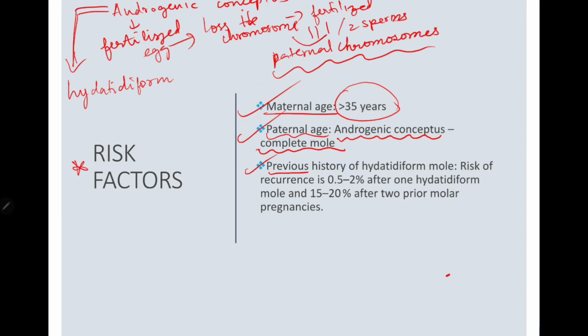And any previous history of hydatidiform mole is again a risk factor because the risk of recurrence is 1 to 2% after one hydatidiform mole and 15 to 20% after two prior molar pregnancies. So that is how recurrent the hydatidiform mole is.